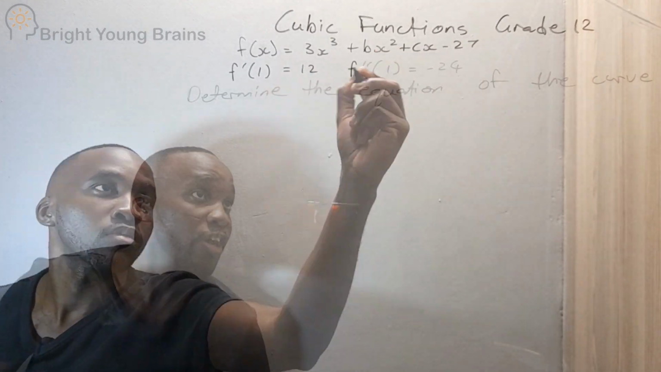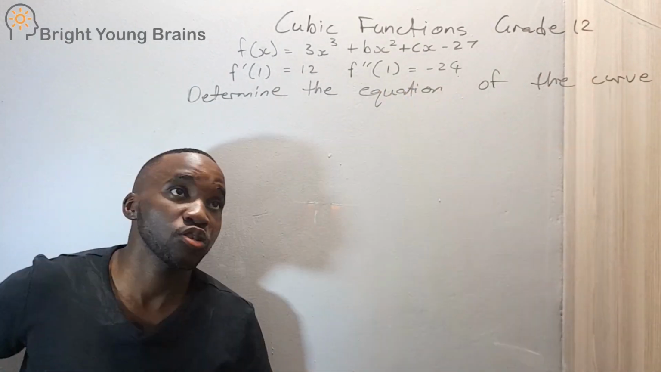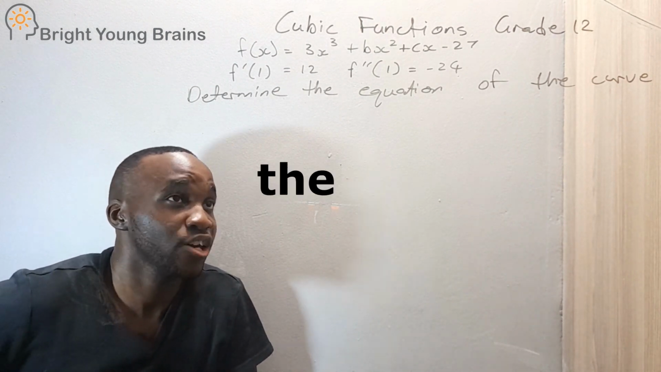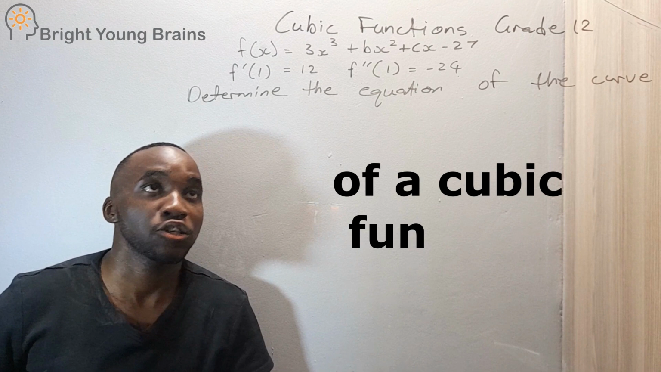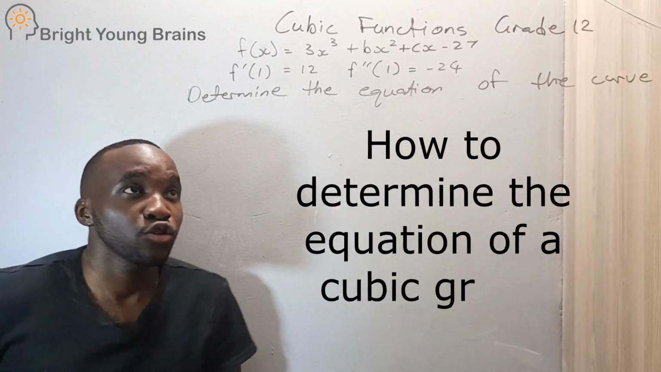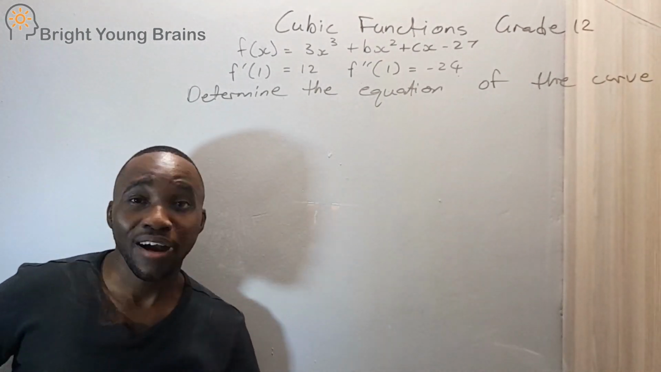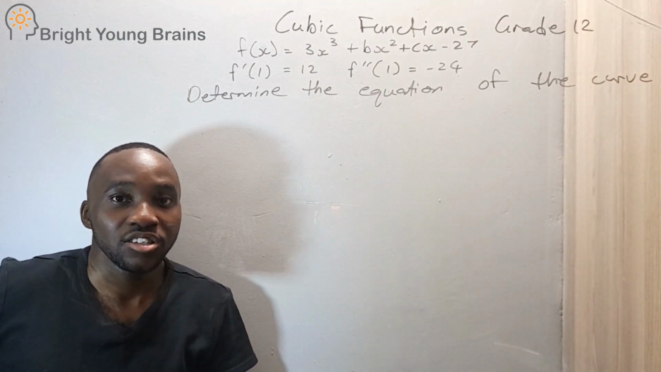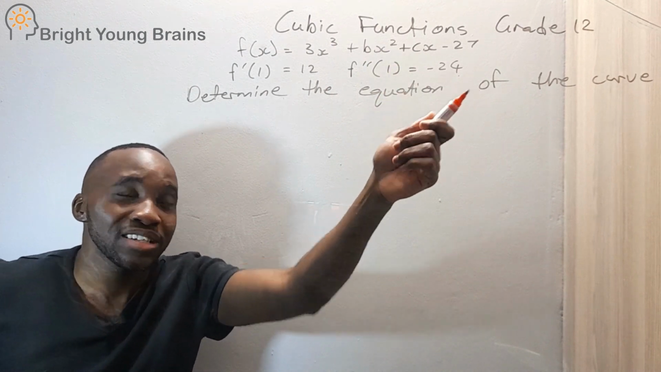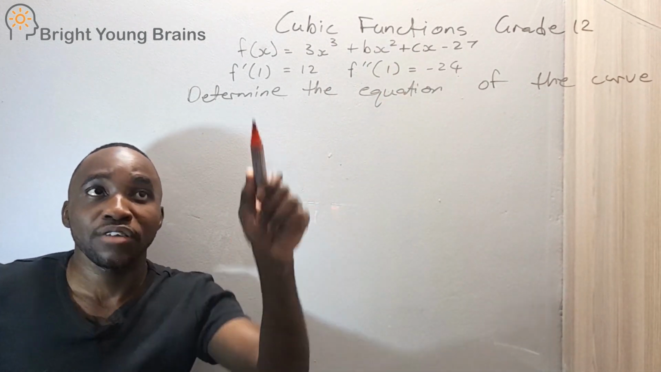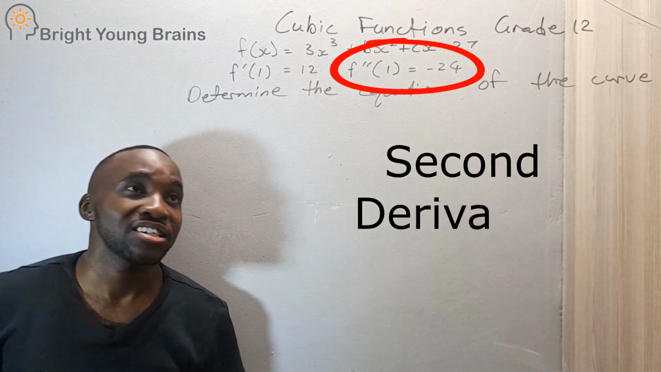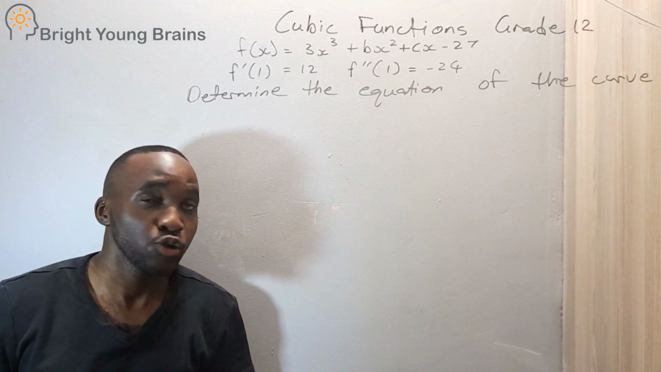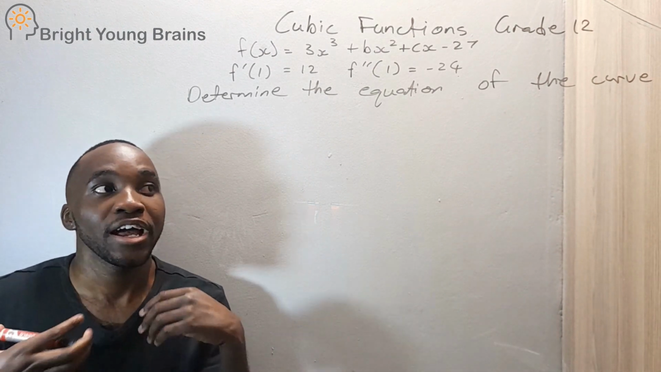Cubic functions grade 12. So in this cubic functions grade 12 tutorial, we are going to work on how to determine the equation of a cubic function, or how to determine the equation of a cubic graph. Now, when you work with cubic graphs in grade 12, you need to be able to answer questions like these, where you have two variables missing. Sometimes you'll have three, and then here we're given the first derivative and the second derivative there. So in this functions and graphs grade 12 tutorial, we are working on this question.